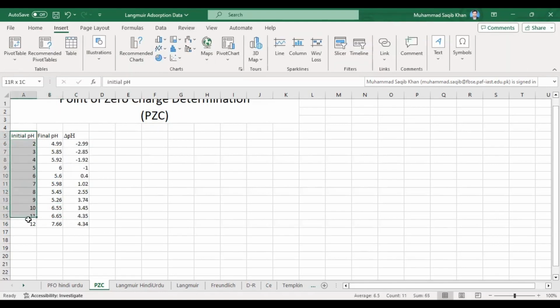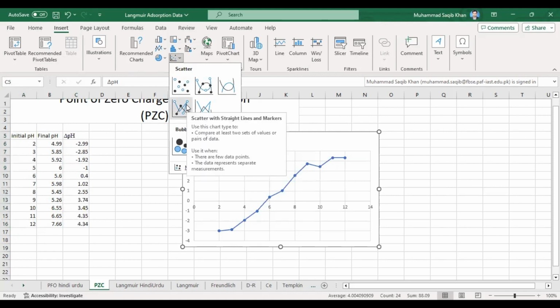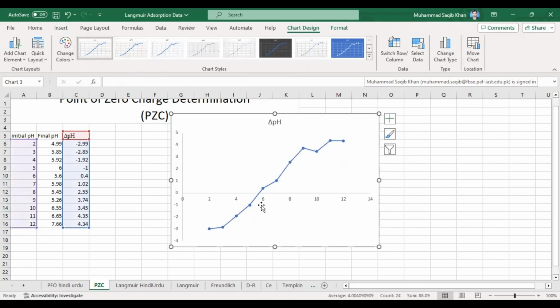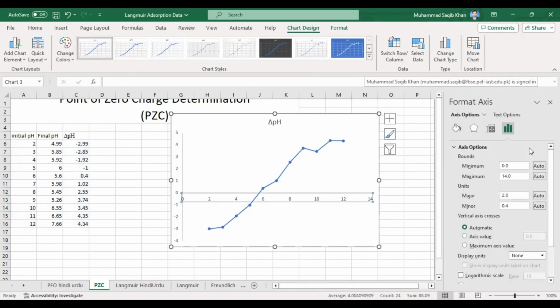So from here, our initial pH will be on the x-axis, while delta pH will be on the y-axis. So we'll go to the insert chart menu. We'll select the line scatter plot. So from here, now we will calculate the point of zero charge. Point of zero charge is basically the point where the curve crosses the x-axis. So we'll adjust this.